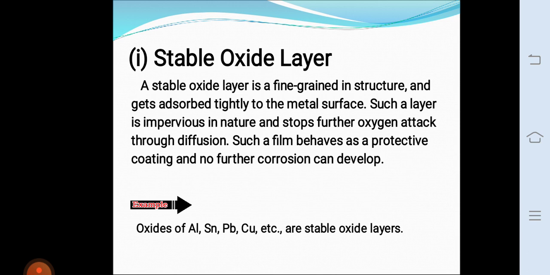Unstable oxide layer. An unstable oxide layer is mainly produced on the surface of noble metals, which decomposes back into the metal and oxygen. The metal oxide thus gives metal plus oxygen. Oxides of platinum, silver, etc. are unstable oxide layers.